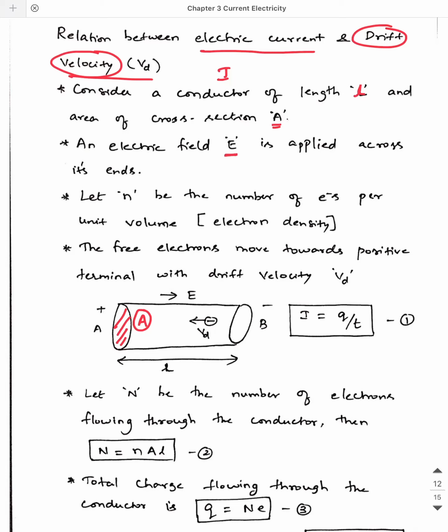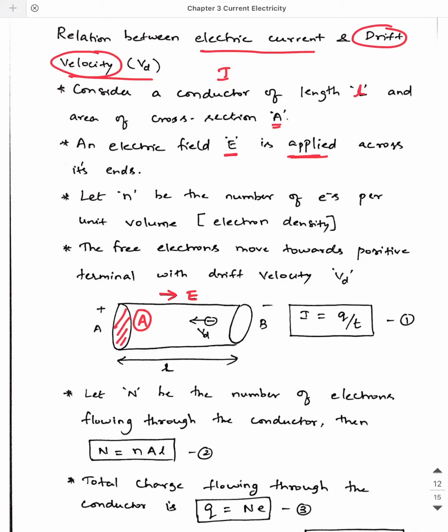Across this conductor we have applied an electric field. An electric field E is applied across its ends. As I told you previously, whenever we say an electric field is applied across the ends of a conductor, it means the conductor is connected across a battery. So due to the battery there is going to be an electric field present inside.